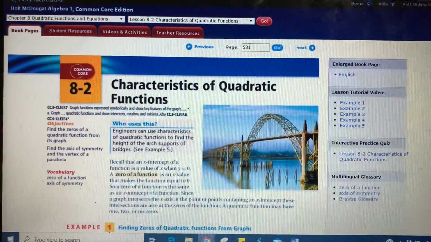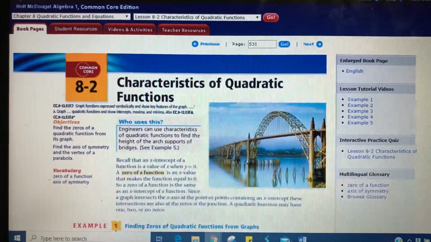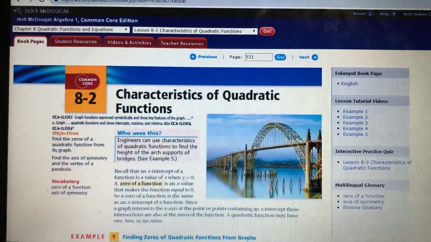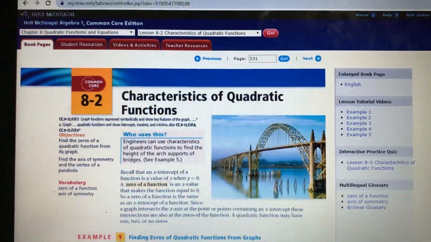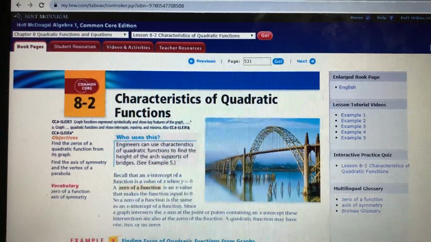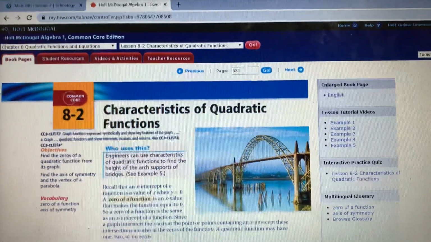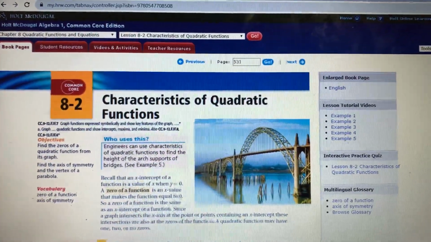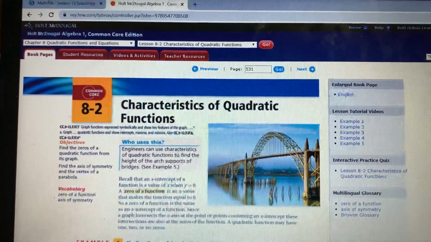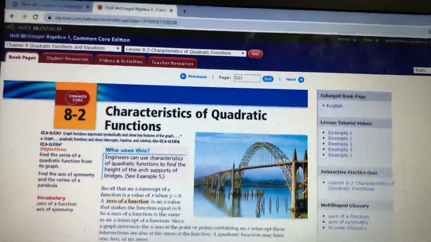Lesson 8-2 talks about characteristics of quadratic functions. The main vocabulary that we're going to be discussing in here is what we call the zeros of the function, the axis of symmetry, and the vertex. These things are characteristics of quadratic functions, and we can actually find them in the graph that represents a quadratic function, which you already know is a parabola. Okay?